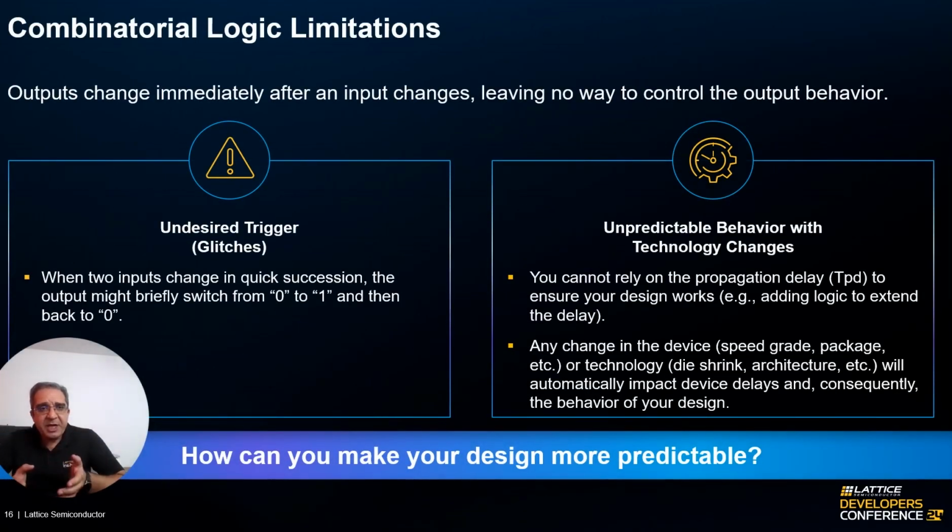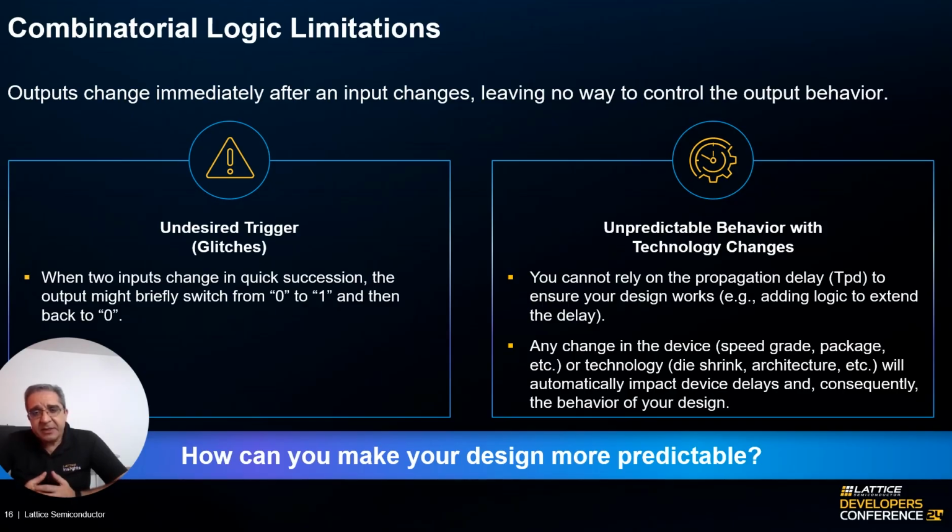So there are limitations for combinatorial logic. As you have seen in the previous slide, the output changes immediately after the input, but after certain delays. And if the inputs keep changing, or there are glitches in the input, the output is impacted. So you may have a false output that is not filtered out. And these undesired triggers make the design unpredictable or unreliable. We cannot rely on the design.